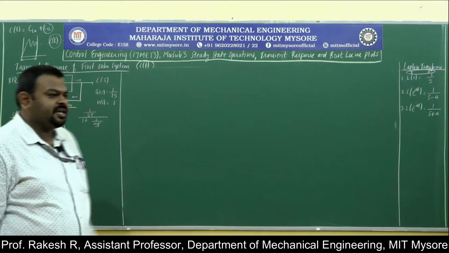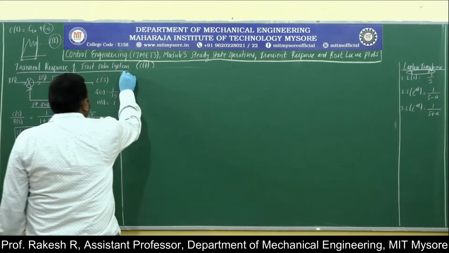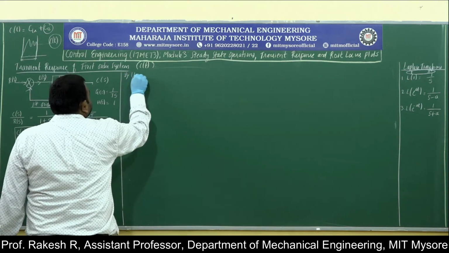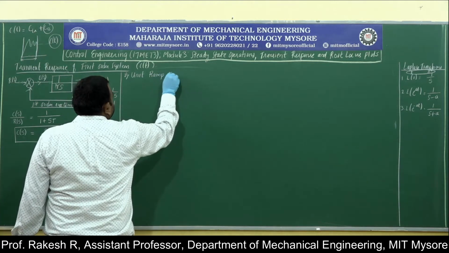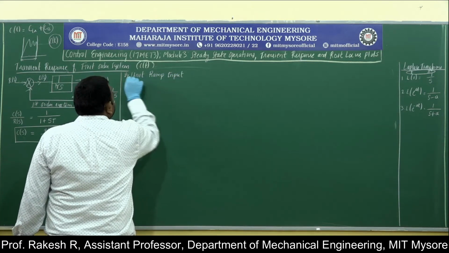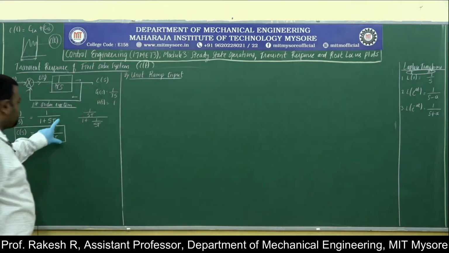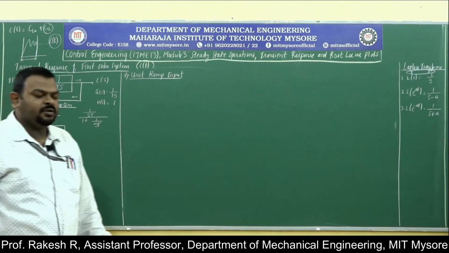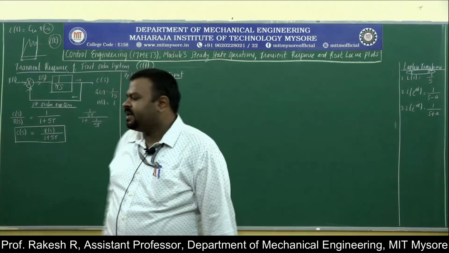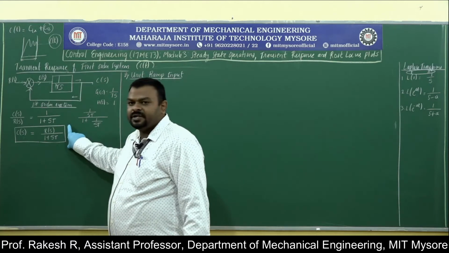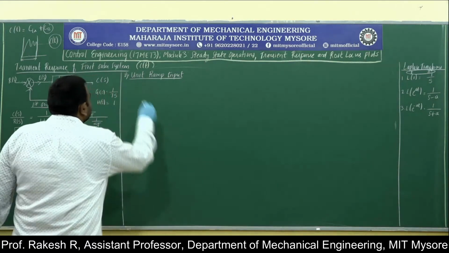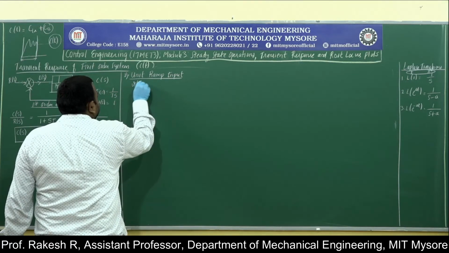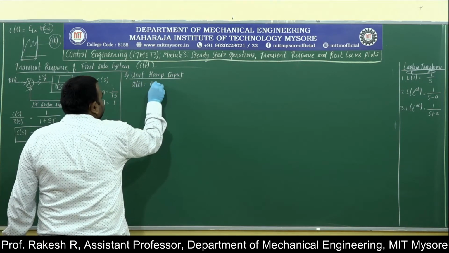Let us derive the second case, that is unit ramp input. So again this condition remains the same. We need to obtain the closed loop transfer function. Why we need to obtain the closed loop transfer function is to get C of t. So let us see what is unit ramp input. R of t will be equal to A into t.